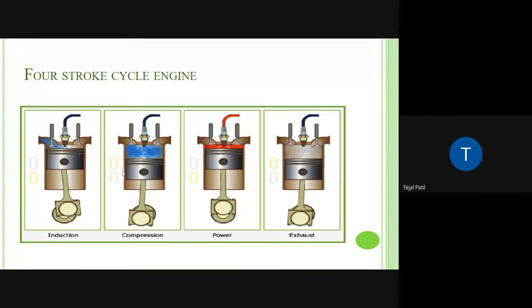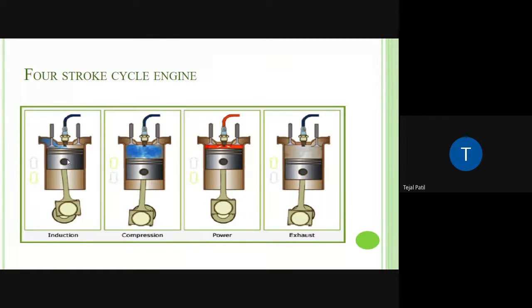Now let's talk about the diesel engine. In the diesel engine, there is no spark plug at all. Instead of a spark plug, there is a fuel injector, which has a very small nozzle. Now what is going to happen in the diesel engine? The same process is going to happen.